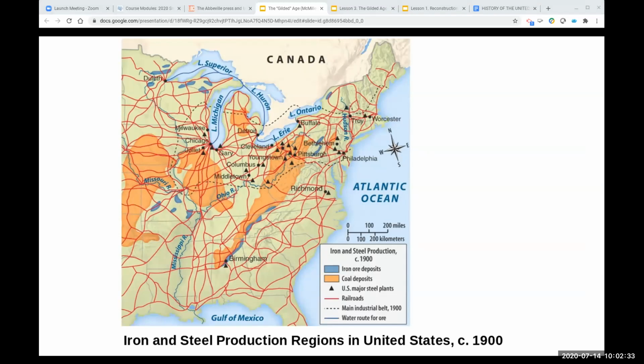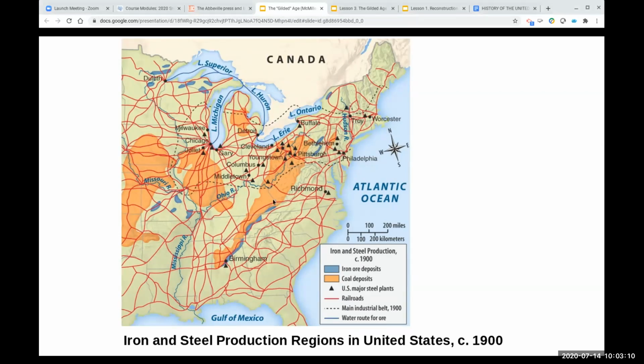Here is a great map that gives you a sense of this. Here is Pittsburgh, right? Here's Pittsburgh here. All of these triangles are US steel plants. These are all coal deposits. So what is happening is these coal deposits are being mined and moved to Pittsburgh, and then through the Great Lakes, you have iron ore, which is also being mined and moved. Here are the iron ore deposits, here in gray, and they're all being moved to Pittsburgh, and then they all move east to create these massive eastern cities.